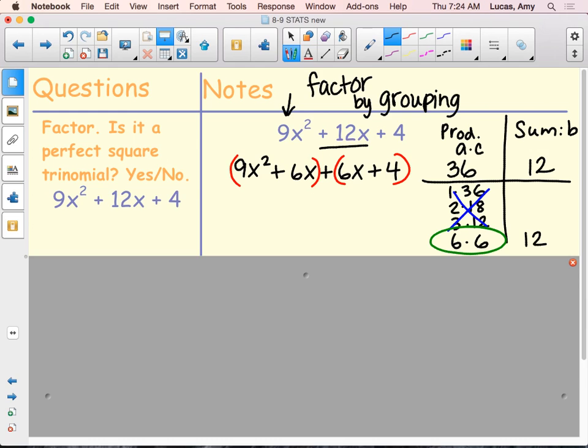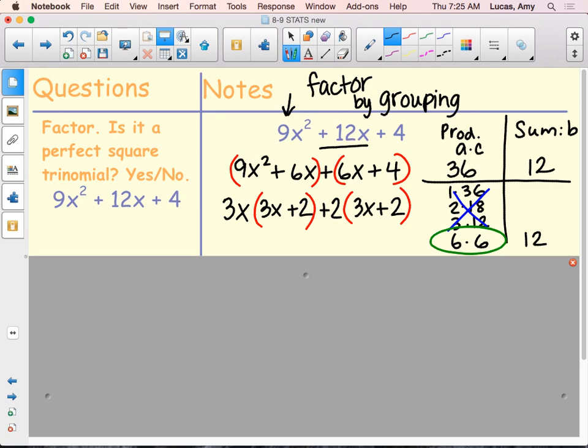9 and 6 can both be divided by 3, and these terms have an x in common. So I am factoring out 3x. Now 3x times 3x is 9x squared, and 3x times 2 is 6x. So what I have left in my binomial is 3x plus 2. I match that for my other terms, and that means I have factored out 2. 2 times 3x is 6x, and 2 times 2 is 4.